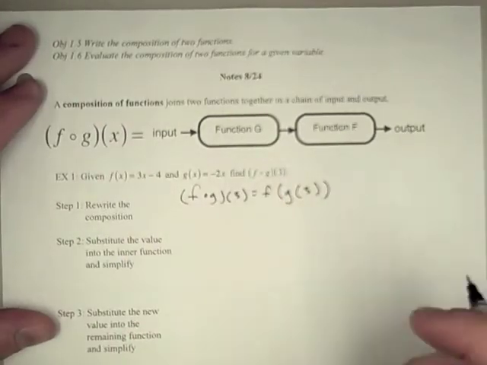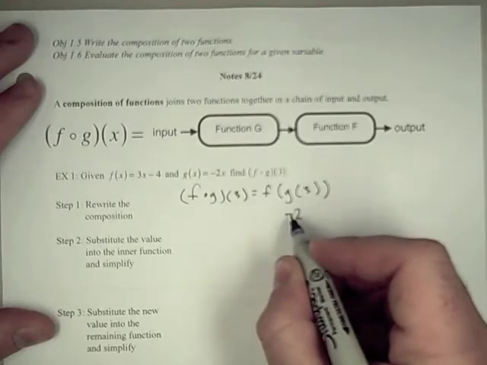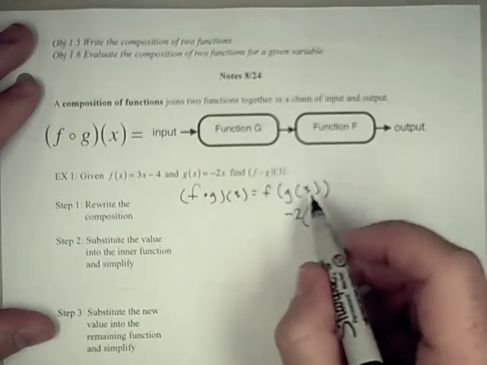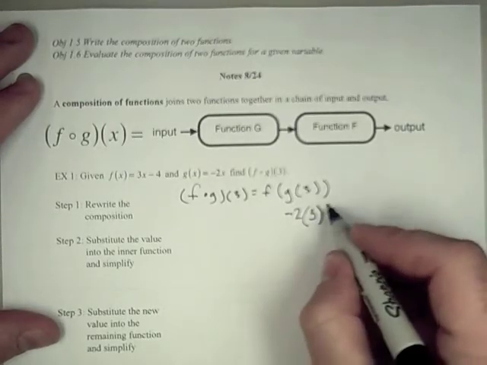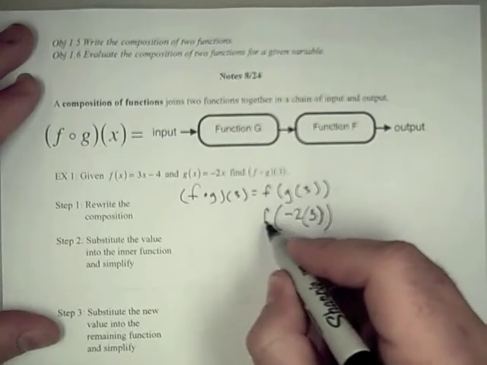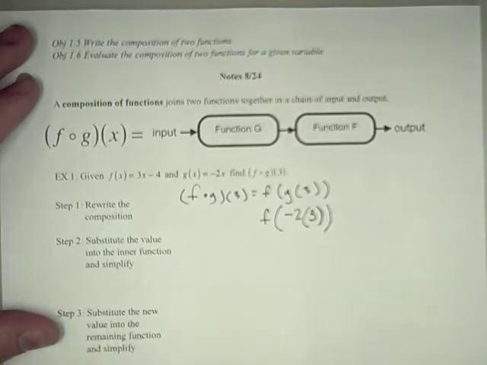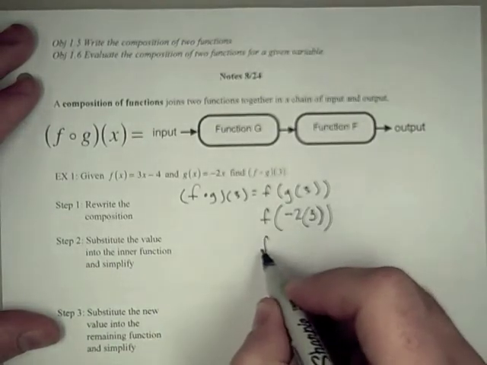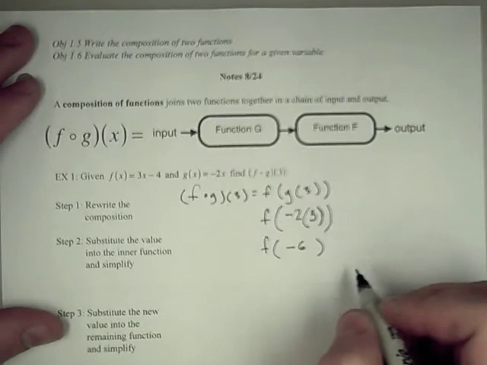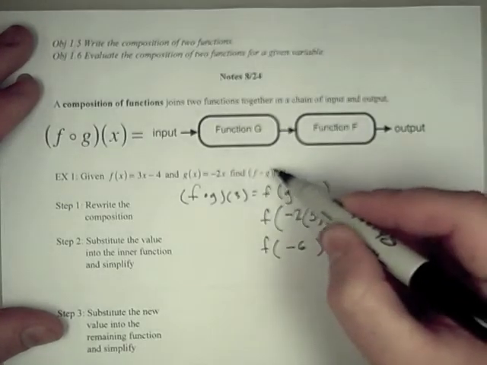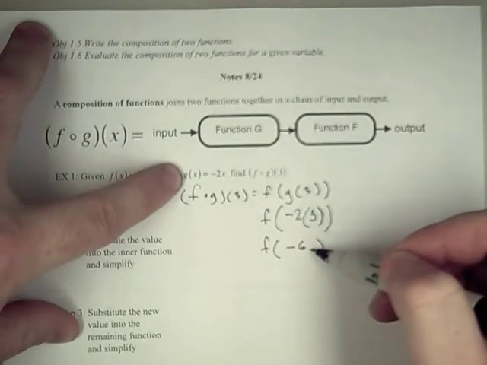So we'll do that. Function g is right here, negative 2x. So we'll write negative 2, but instead of the x, I'm going to substitute in the 3. That's now g of 3. But that's still inside the larger parentheses with the f. That was substitute the value into the inner function and simplify. So now we need to simplify. F, and then negative 2 times 3 is just negative 6. What we've done now is taken that 3, we've plugged it into function g, this function right here, and gotten out a new answer, negative 6.